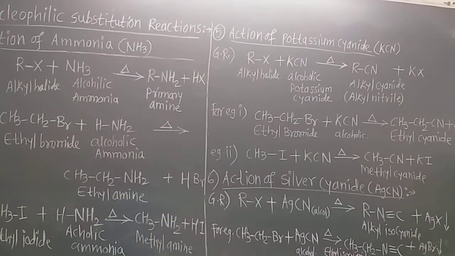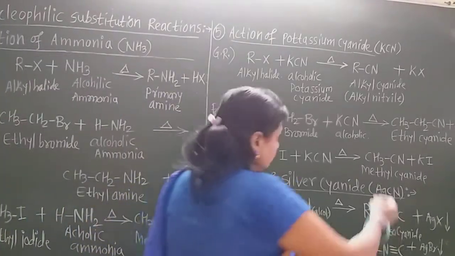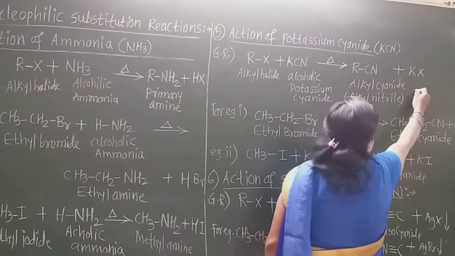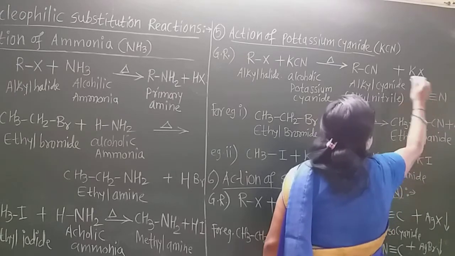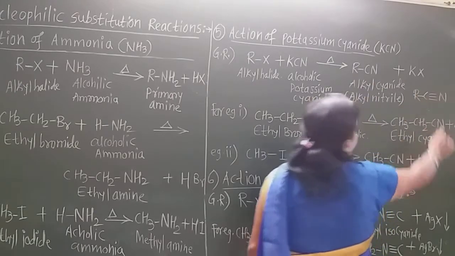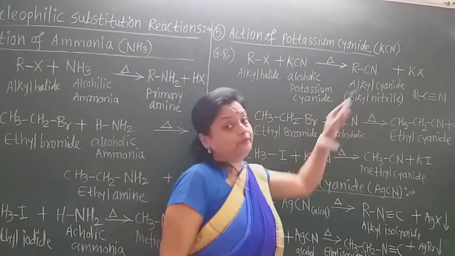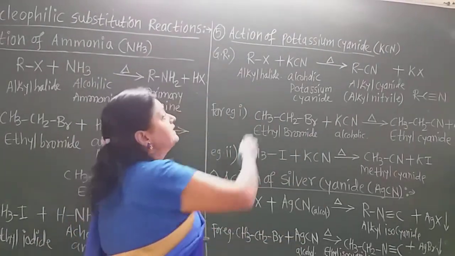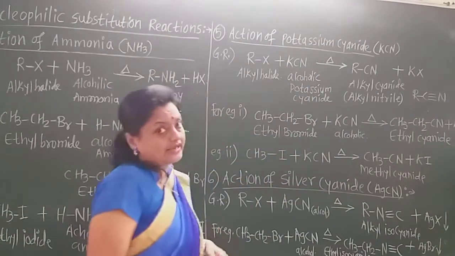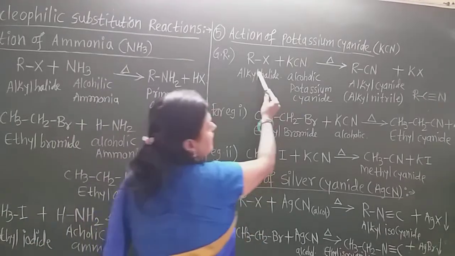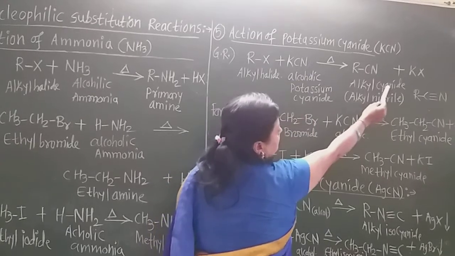The product can be written in this way also. This can be written as RC triple bond N. Remember, these and these are similar, no difference in that. Now this is the alkyl cyanide or alkyl nitrile. Both names you must remember. Now what happened here? This halogen atom is replaced by this cyano group or nitrile group, and there is formation of RCN, that is alkyl cyanide, and this K and halogen form the KX.